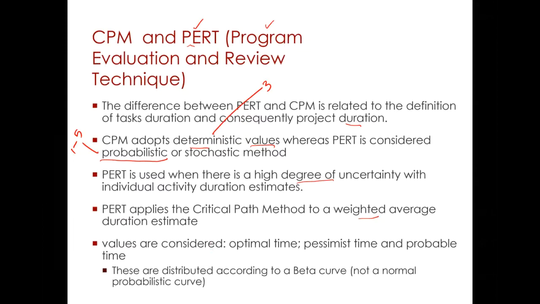Values are considered. So within a PERT calculation, there are 3 times which we consider. One is called the optimistic time, the other the pessimistic time, and third the probable time. They are distributed according to a beta curve, which is not a normal probabilistic curve.